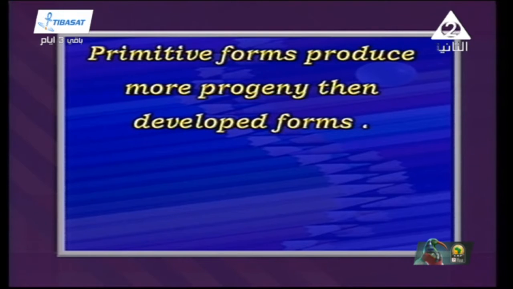The primitive forms give a large number of progeny or offspring. On the other hand, the developed or advanced forms give a small number, a few progeny or offspring. I hope that you got the difference between primitive and developed forms.